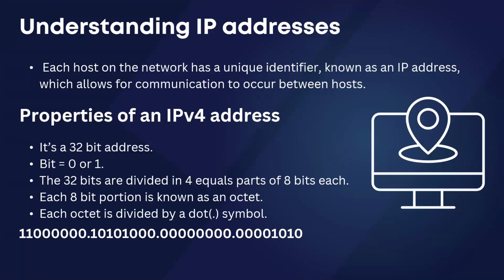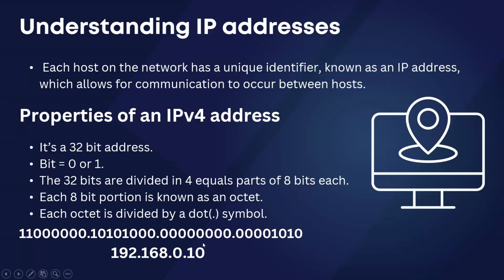This octet here, 11000000, is actually equal to 192. This octet, 10101000, is actually equal to 168. This number, 00000000, is simply equal to 0. And this number, 00001010, is actually equal to 10.